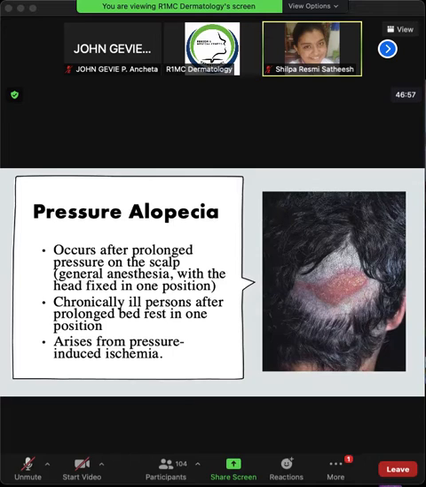Another is your pressure alopecia. It occurs after prolonged pressure on the scalp, in persons who are chronically ill after prolonged bed rest in one position.